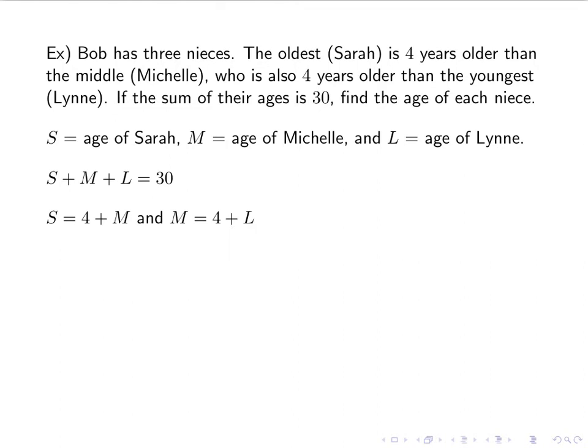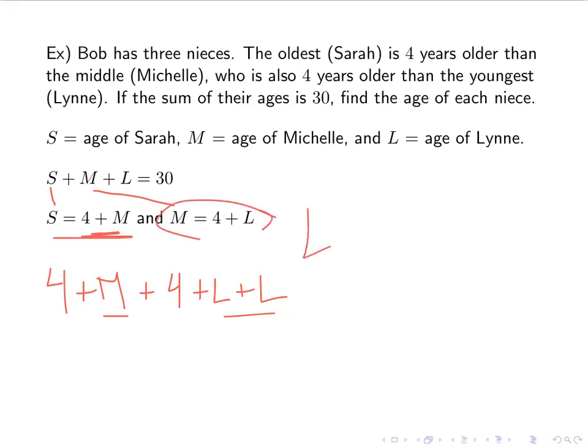Now, when it comes to substituting these in, I have a value for S. I also have a value for M, but if I replace these the way that they are, I would have 4 plus M for S, I'd have 4 plus L for M, and then I'd have my L. I would still have 2 unknowns, so that's not helpful. So what I'm going to do is, since S is in terms of M, I'm going to rewrite this equation so that I have L in terms of M.